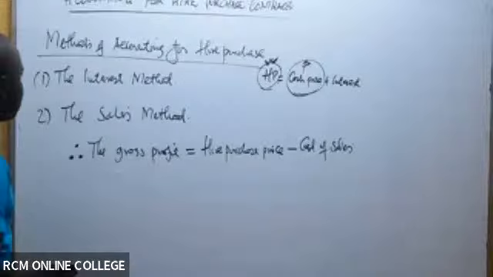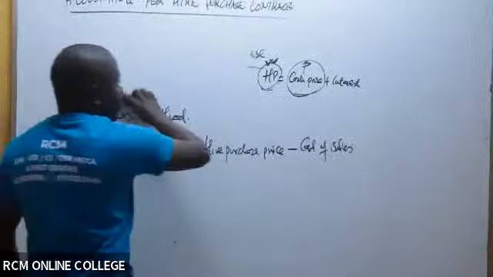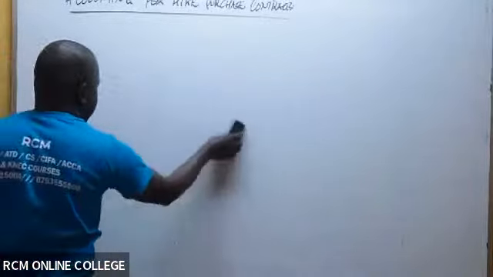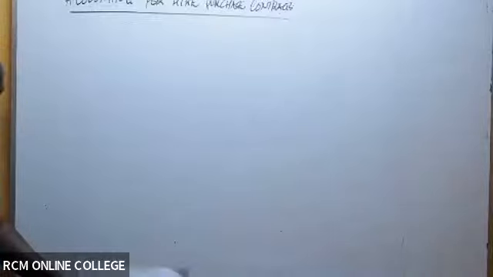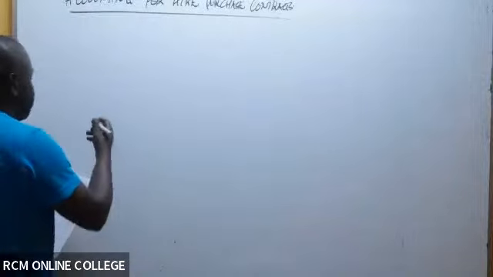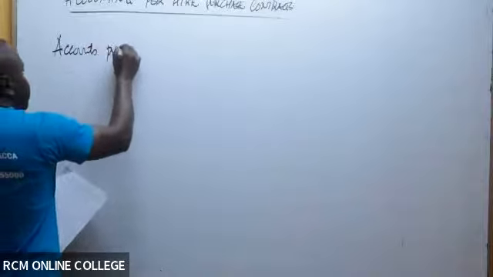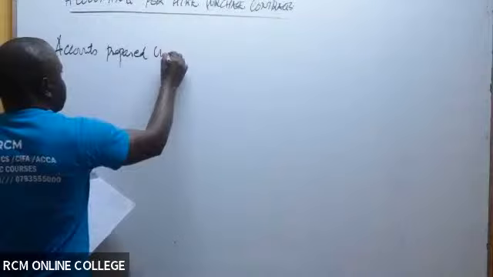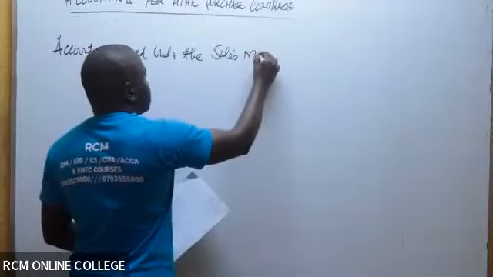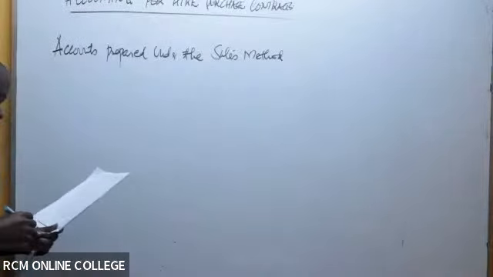So which kind of accounts will you prepare? Which kind of accounts will you end up having to prepare here? So, accounts prepared under the sales method. You can write this.